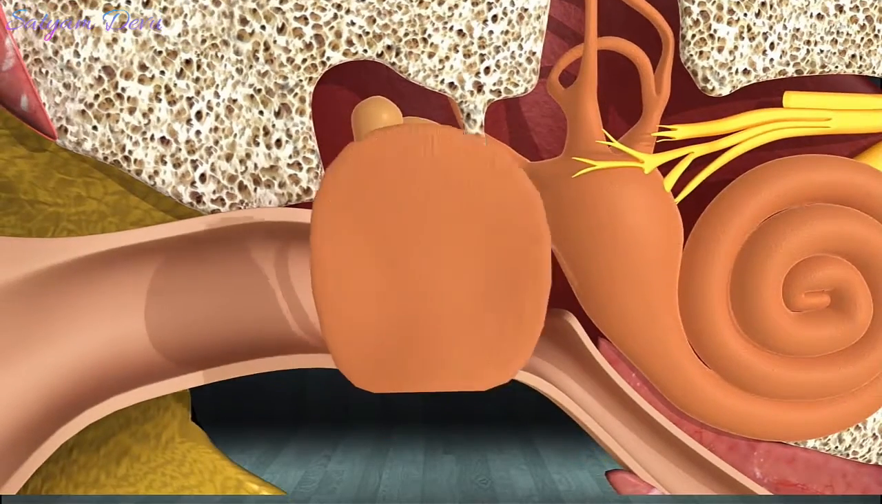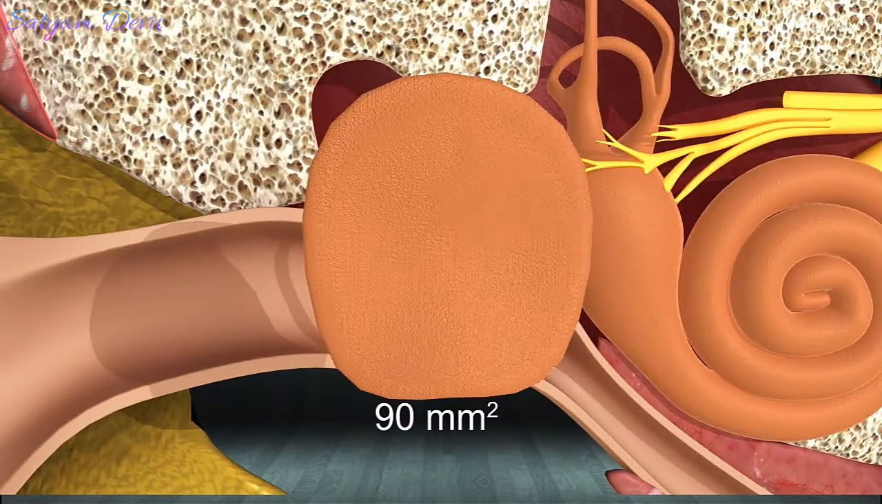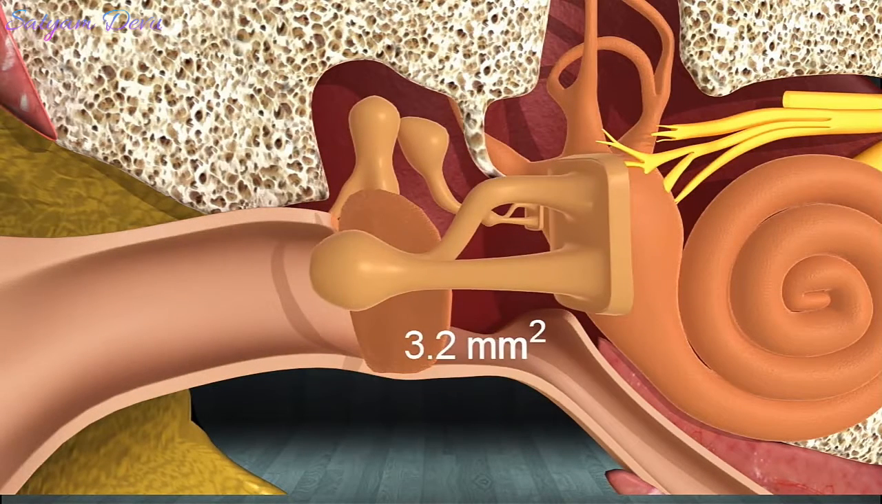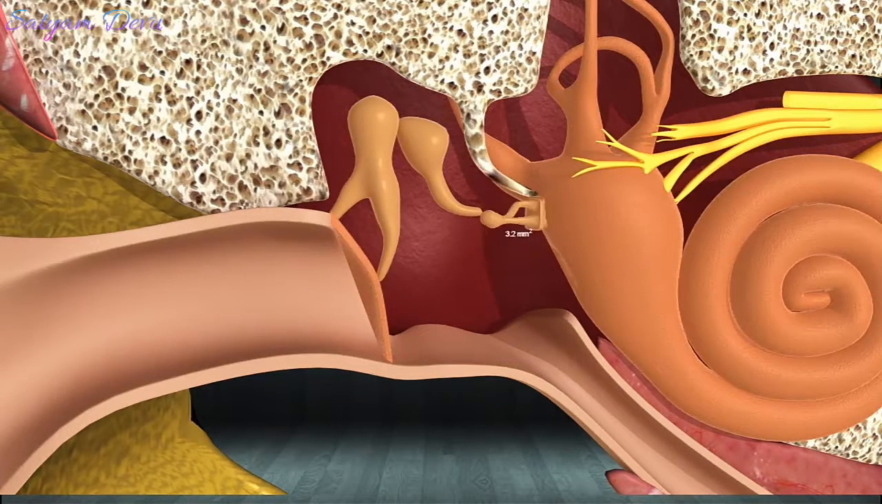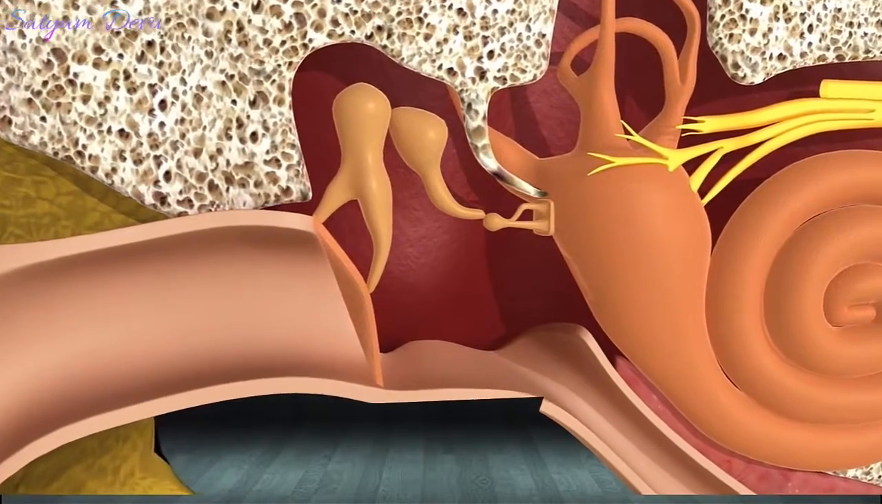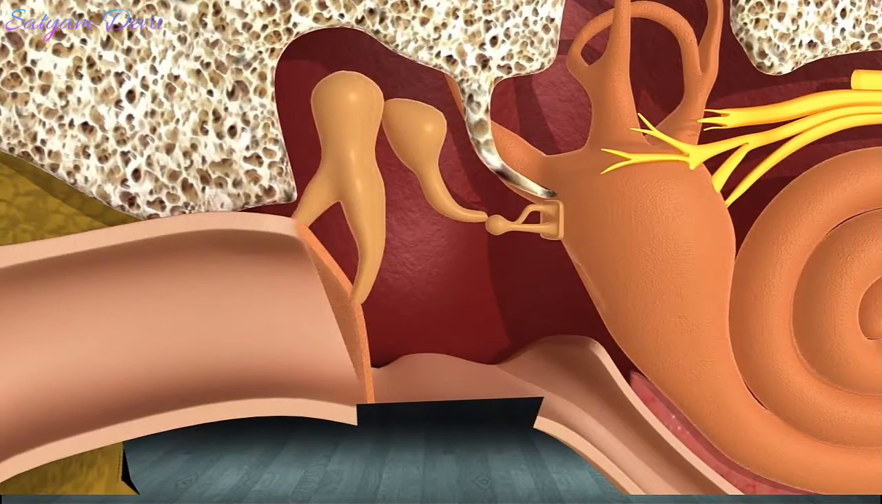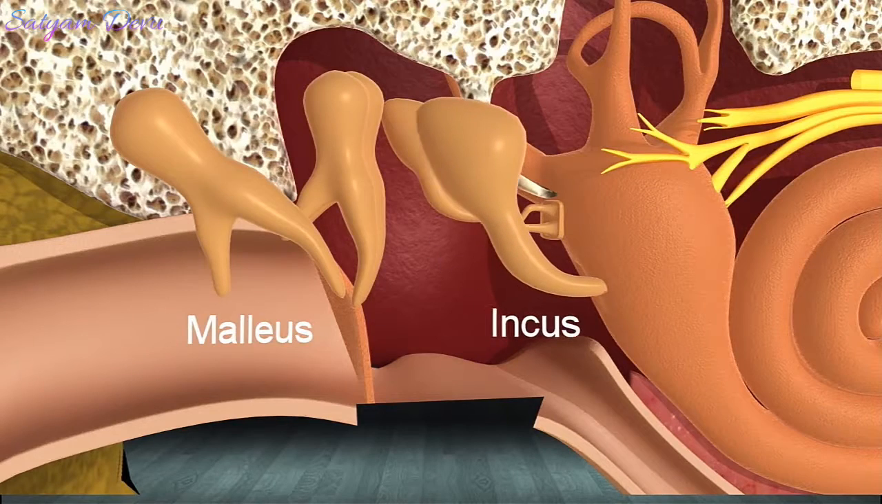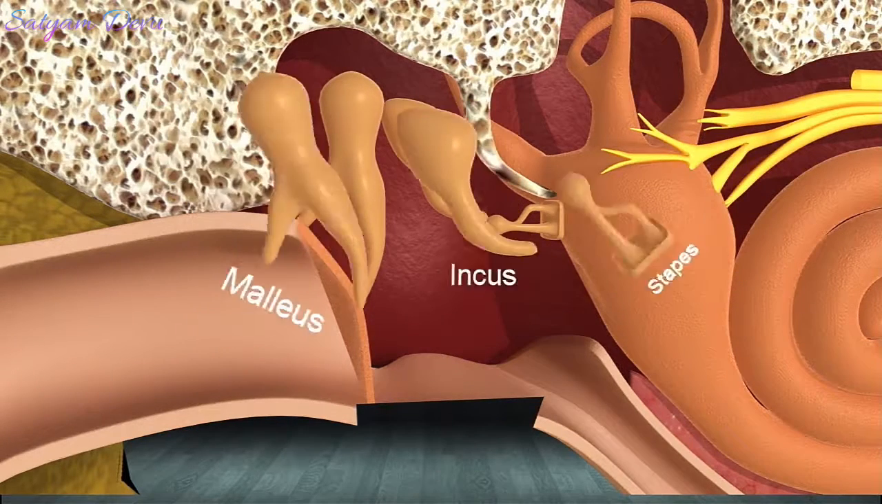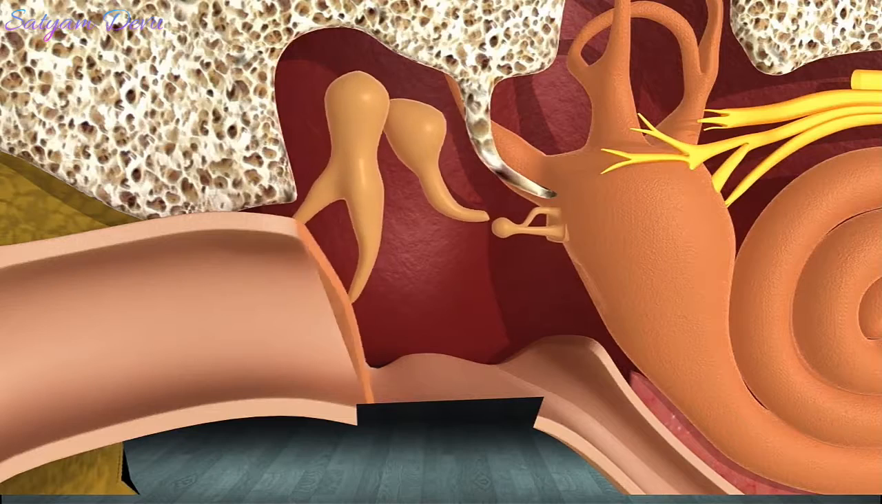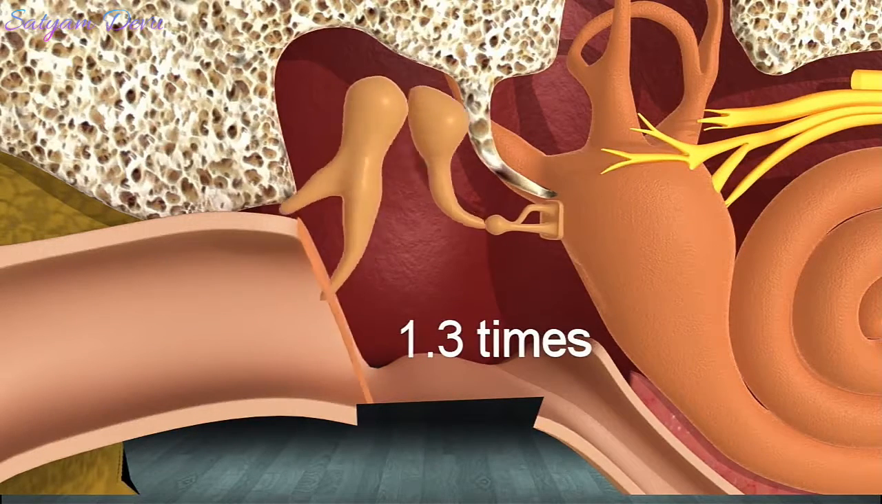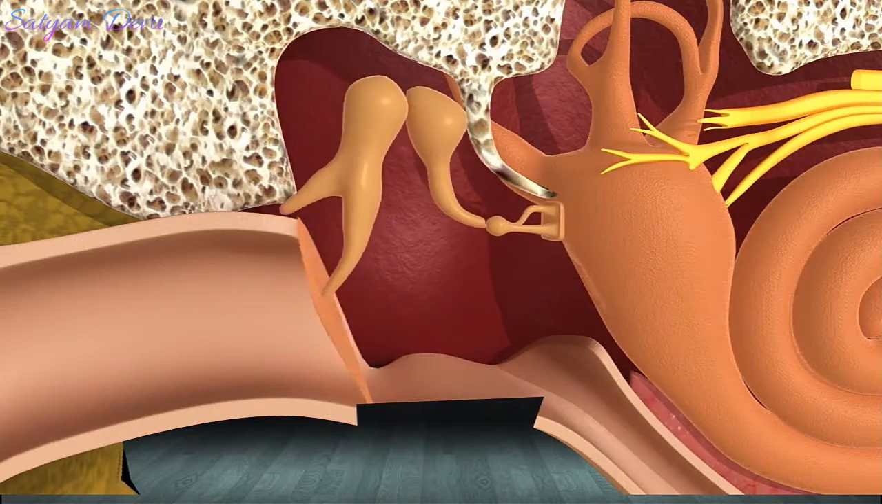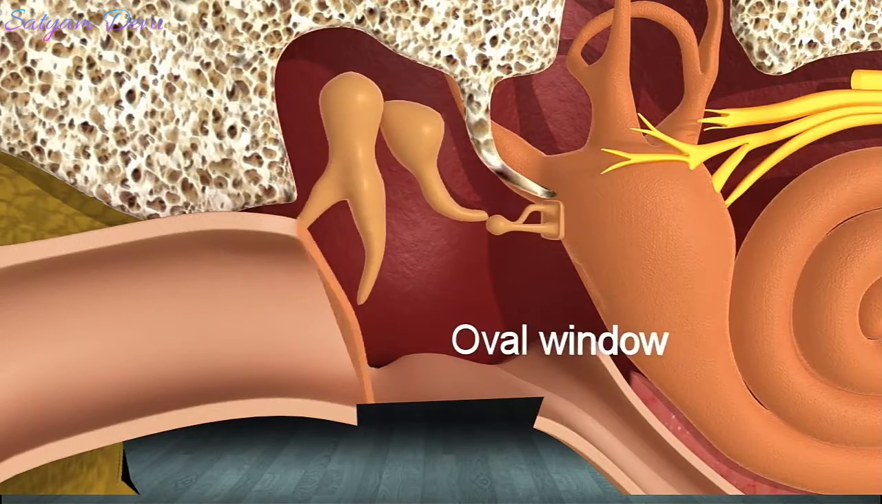The tympanic membrane has an area of 90 mm square and the foot plate of the stapes has an area of 3.2 mm square. So, in the middle ear, the lever system formed by the malleus, incus, and stapes multiplies the vibrating force 1.3 times. These vibrations are then transmitted to the oval window.